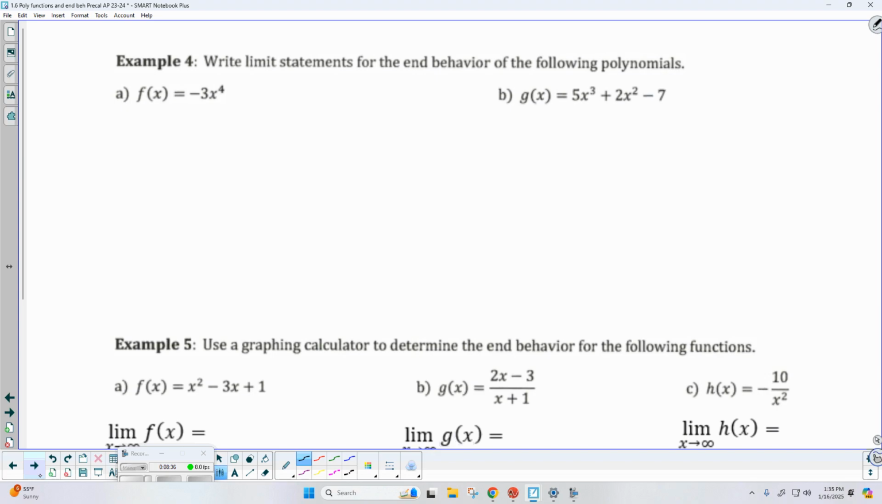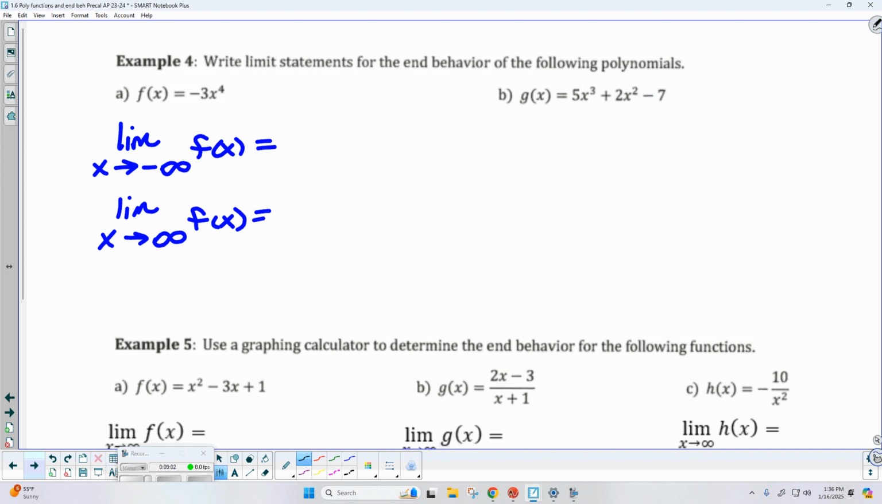Okay, example 4. Now, for this one, we do want to go ahead and write limit statements. So in A, we've got f of x equals -3x to the 4th. So let me go ahead and get my statements ready. I'm going to say the limit as x approaches negative infinity of f of x, and we have the limit as x approaches positive infinity of f of x. Now remember, as x approaches negative infinity, that is the left side, the left end behavior. As x approaches positive infinity, that's the right side, your right end behavior.